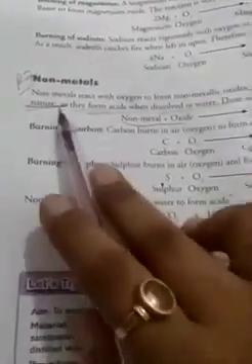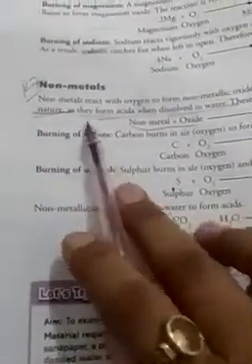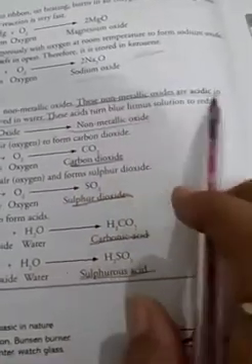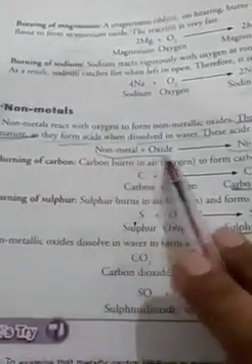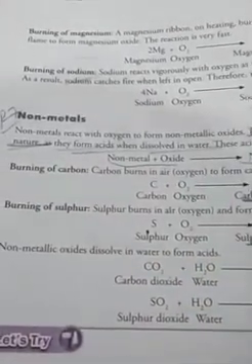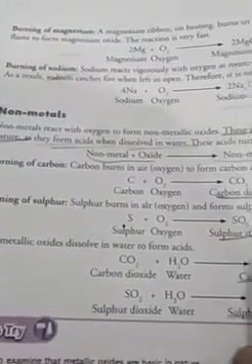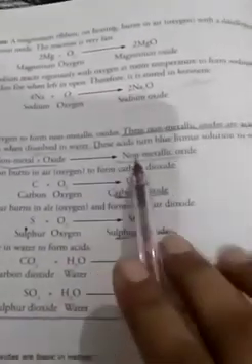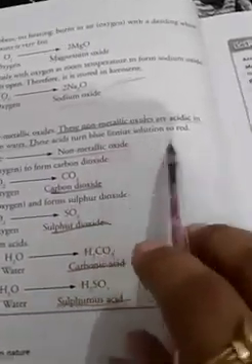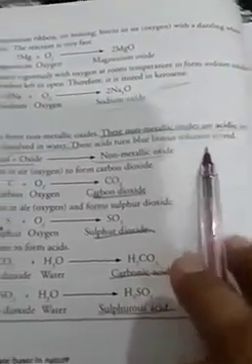Here we read how the non-metals react with oxygen. Non-metals react with oxygen to form non-metallic oxides. These non-metallic oxides are acidic in nature as they form acids when dissolved in water. It means when the non-metallic oxides dissolve in water, they form acids. These acids turn blue litmus solution to red. As we know, acid turns the litmus paper red and base turns the litmus paper blue.